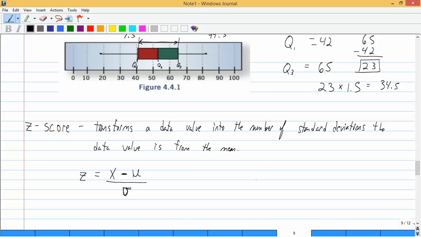Okay, so it's a real easy calculation, and that calculation is always rounded to 2 places because we use a table a lot of times with our Z-scores, and that table only goes to 2 decimal places.